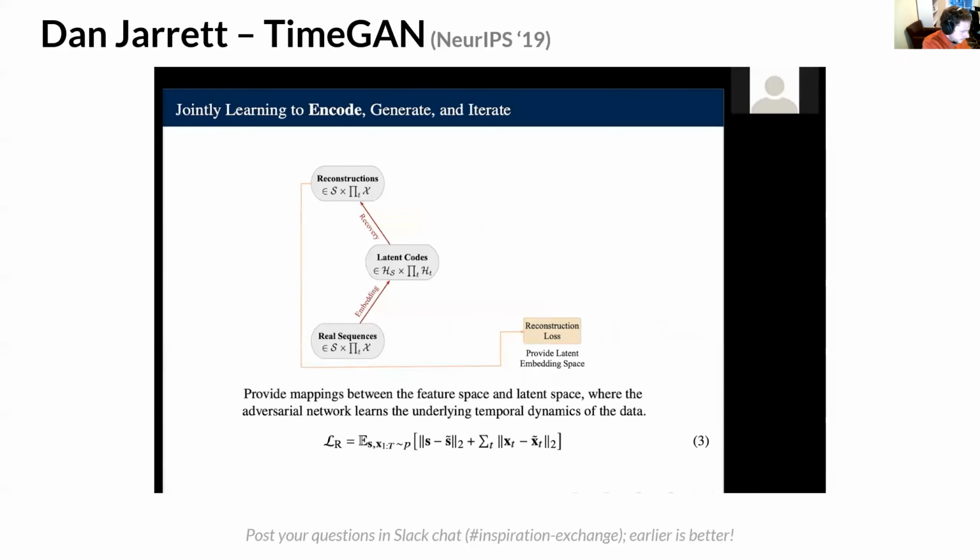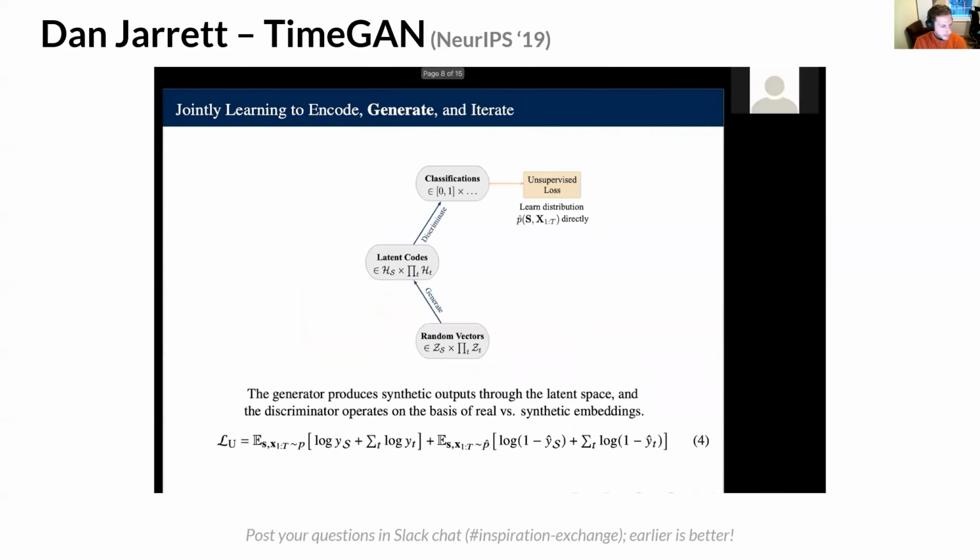Now, we'll also make the assumption that the temporal dynamics lives on some lower dimensional space, right? So we have an embedding network that provides a mapping first between feature space and latent space. And this is trained using a standard reconstruction loss. This is just dimensionality reduction. Then we have the generator discriminator pair that operates in this latent space. And this is, of course, trained jointly. This is trained using a standard GAN loss, again, the usual stuff.